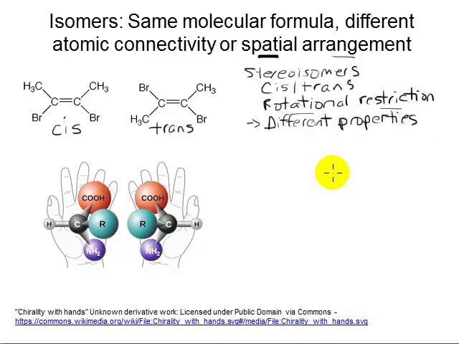So if we're naming these molecules, it wouldn't be sufficient just to say dibromobutene. We'd have to specify whether we're talking about cis dibromobutene or trans dibromobutene, because spatial orientation matters. Enantiomers are a type of stereoisomer in which we have the same atoms with the same structural connectivity, but that result in mirror image isomers that can't be superimposed on one another.